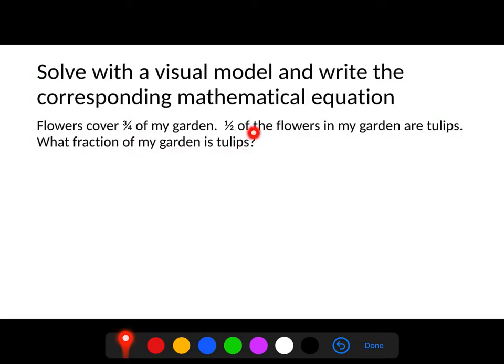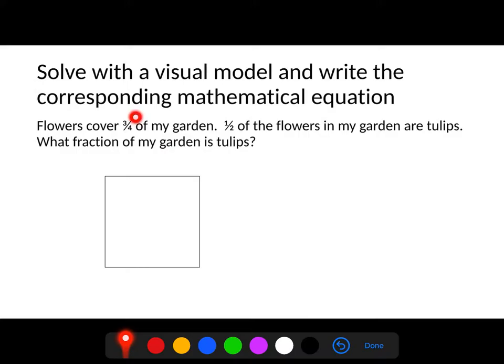Well, I'm going to start by looking at the question, and it's asking for a fraction. Fraction of what? Fraction of my garden. So I'm going to draw a garden. This is an area model, and I'm going to use a rectangle as opposed to a circle. I find rectangles easier to work with.